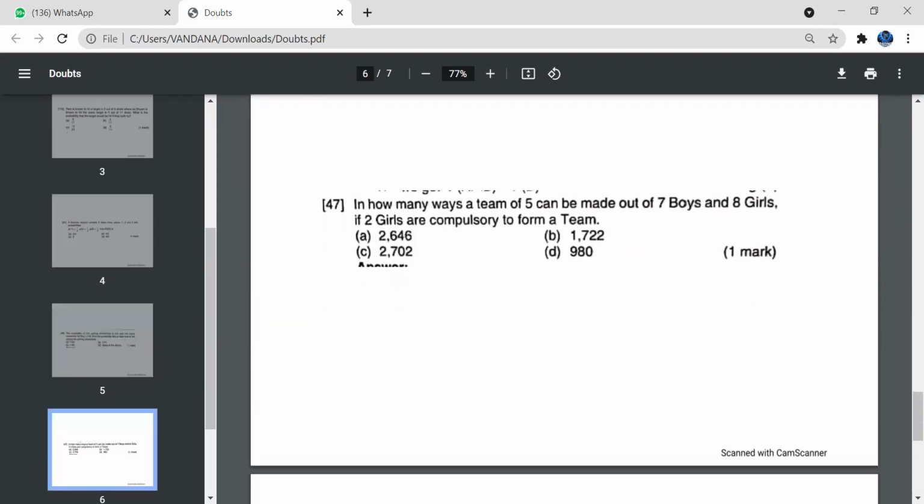Then, in how many ways a team of 5 can be made out of 7 boys and 8 girls if 2 girls are compulsory to form a team? So this is combination. In how many ways, when they are saying it is combination? A team of 5 can be made out of 7 boys and 8 girls if 2 girls are compulsory.